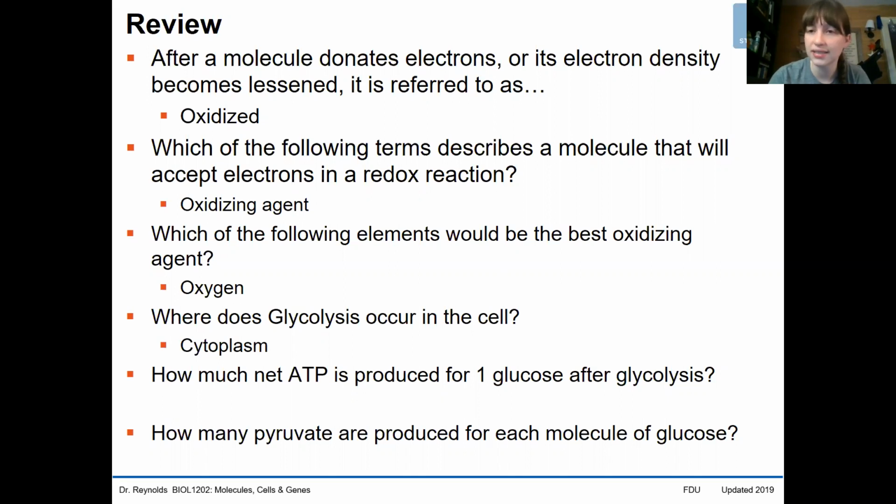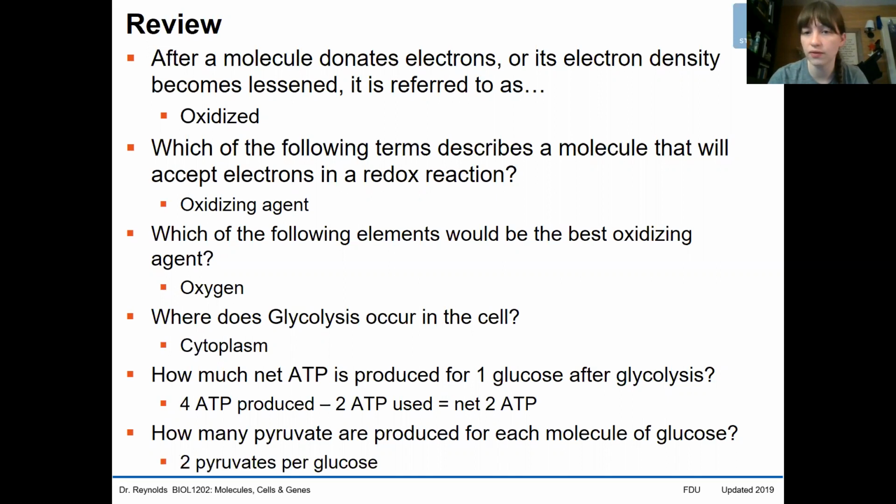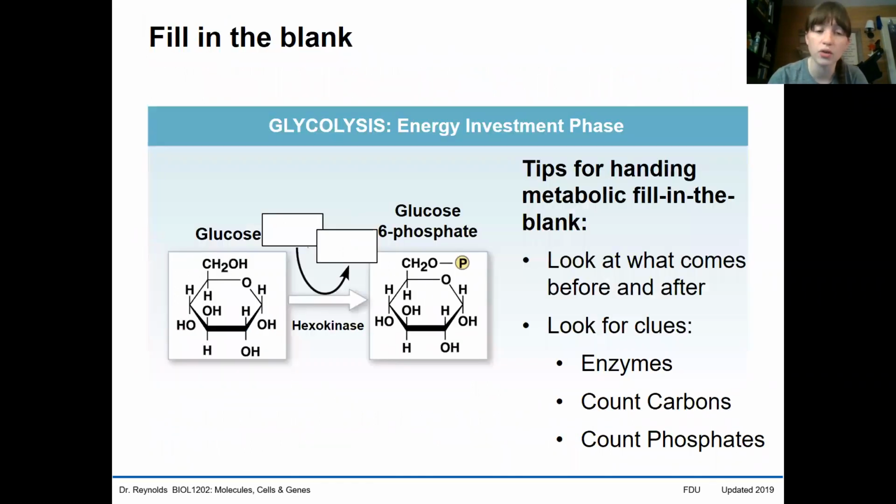Glycolysis occurs in the cytoplasm of the cell, and this video is going to switch over to talking about things which are happening in the mitochondria. How much net ATP is produced for a molecule of glucose in glycolysis? Recall that although we produced 4 ATP, we actually used 2 of them in that first energy investment phase. And how many pyruvate are produced for each molecule of glucose? 2. Glucose is a 6-carbon molecule, and so eventually, when we get to the end, we have to keep those 6 carbons.